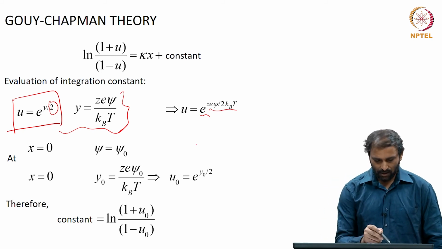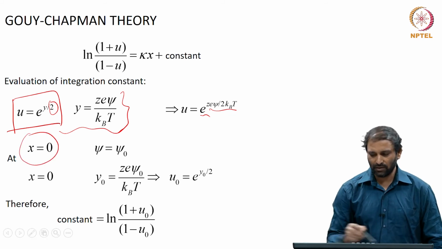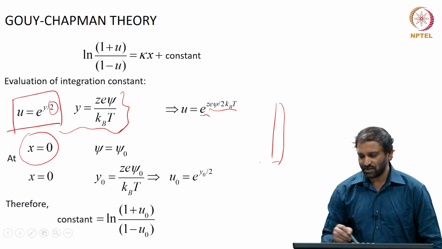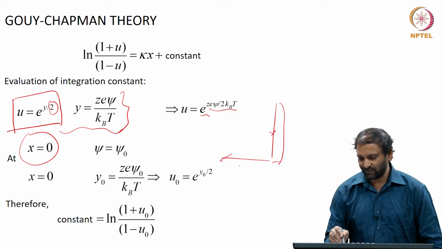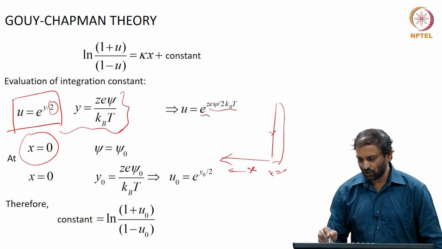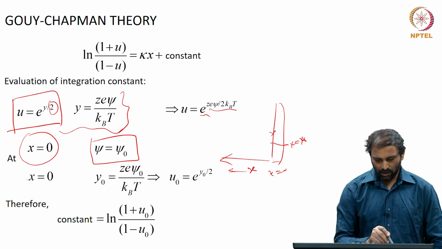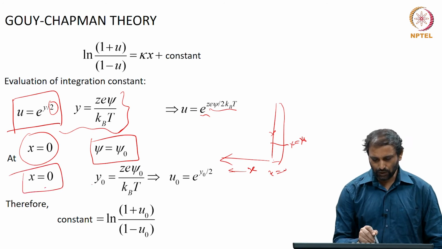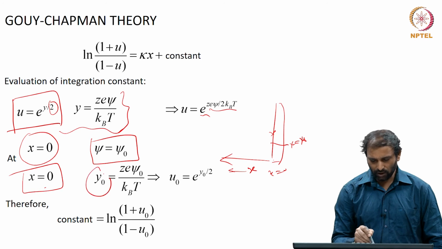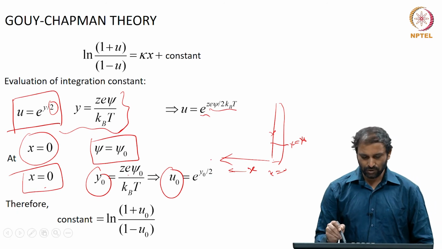Therefore, u becomes e power z e psi divided by 2 kBT. We know that at x is equal to 0, that means if I have a charged substrate and this is how x varies from the surface, at x is equal to 0, the potential is psi naught. Therefore, at x is equal to 0, y naught becomes z e psi naught divided by kBT, and u naught becomes e power y naught divided by 2.